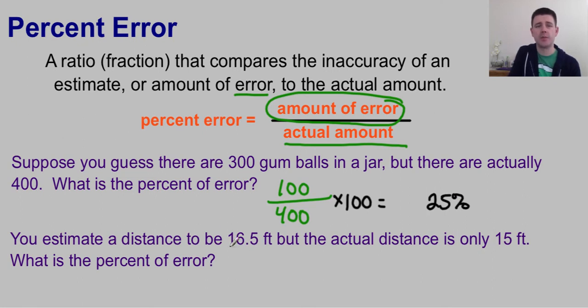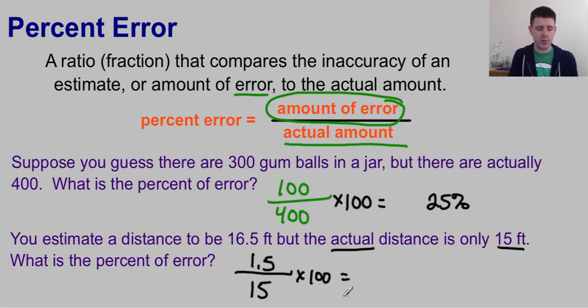So let's see that in action here. You estimate a distance to be 16.5 feet, but the actual distance is only 15 feet. What is the percent of error? Well, first we find the amount of error. I estimated 16.5. It was only 15, so that's a difference of 1.5 feet. The actual amount was 15 feet, so I'm going to do 1.5 divided by 15. But since I want it to be a percent, I'm going to throw in the times 100 at the very end, and that's going to turn it into a percent instead of a decimal for me. So 1.5 divided by 15, and then times 100 gives me 10%.